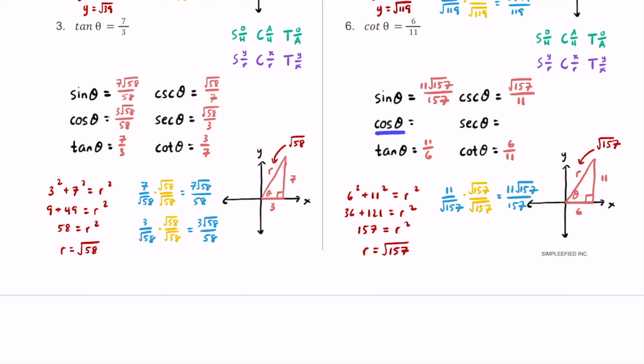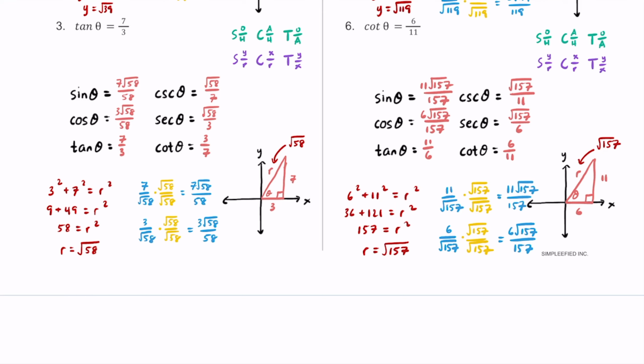Now finally, for cosine of theta, that's going to be adjacent over hypotenuse, or x over r. So here's x and here's r. So we can go ahead and write the ratio as 6 over root 157. Okay, we'll rationalize that in just a moment, but for secant, that's going to be the reciprocal. So we can go ahead and write that's going to be root 157 over 6. And then let's just go ahead and rationalize this denominator so we can write our cosine ratio. So cosine of theta's ratio is going to be 6 root 157 over 157.